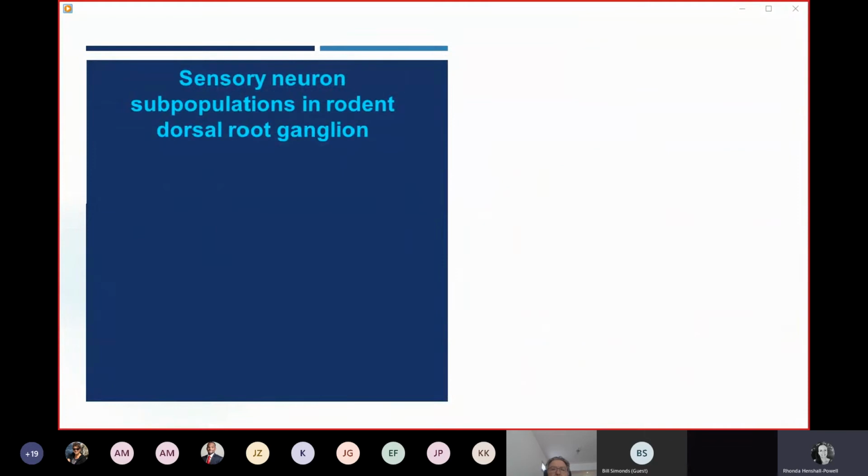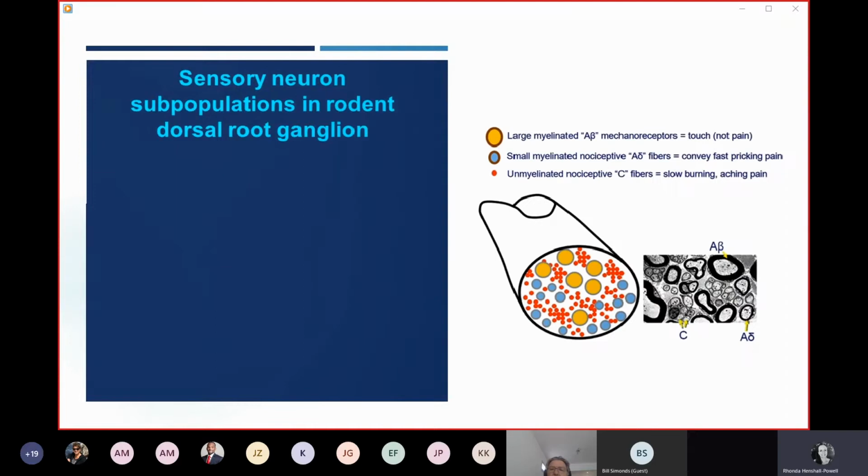So how do we classically define sensory neuron subpopulations in the rodent field? Well, one way is by neuronal size. In the sensory dorsal root ganglion, there are 3 different sizes of neurons. There are large myelinated A-beta mechanoreceptors that convey information about touch. There are small myelinated nociceptive A-delta fibers that convey fast pricking pain. And then there are small diameter unmyelinated nociceptive C fibers, which result in slow burning or aching pain.